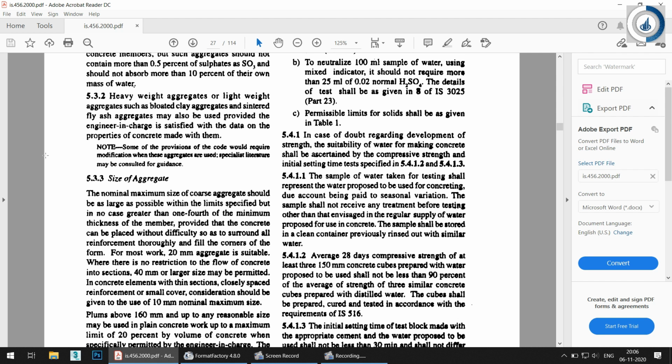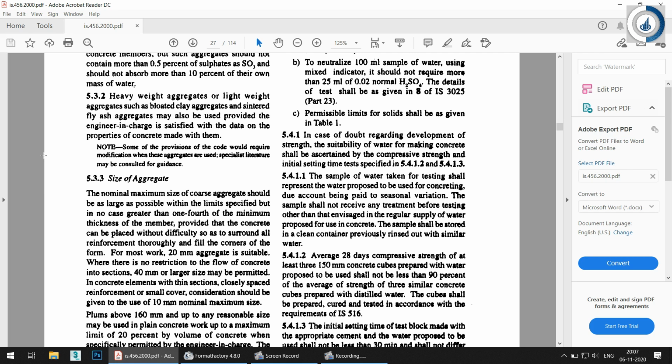Then 5.3.3 says about size of aggregates. The nominal maximum size of coarse aggregates should be as large as possible within the limits specified, but in no case greater than 1/4 of the minimum thickness of the member, provided that the concrete can be placed without difficulty so as to surround all the reinforcement thoroughly and fill the corners of the form. For most of the work, 20 mm aggregate is suitable. In normal works like casting footings and columns, the majority of the aggregates will be of 20 mm size.